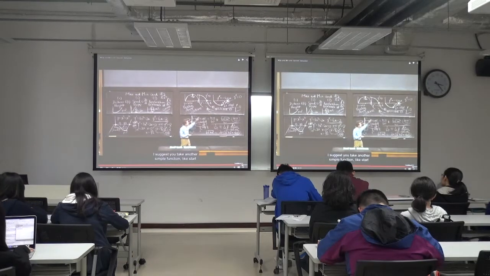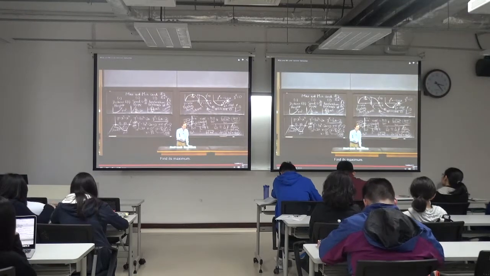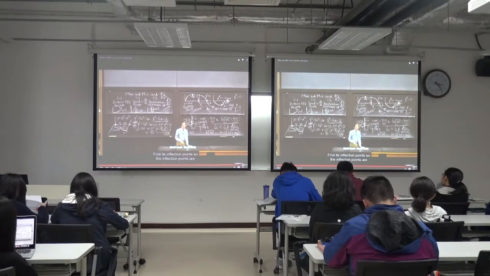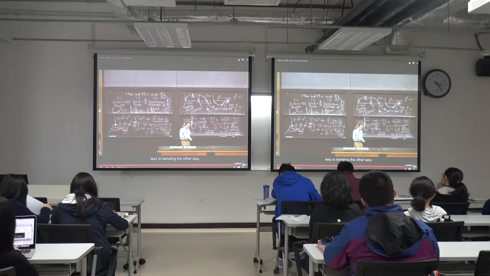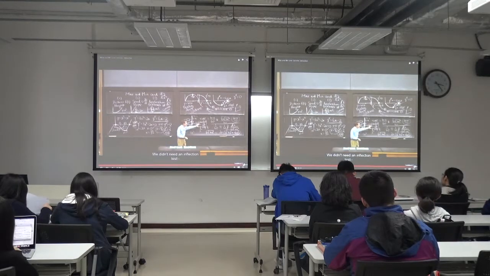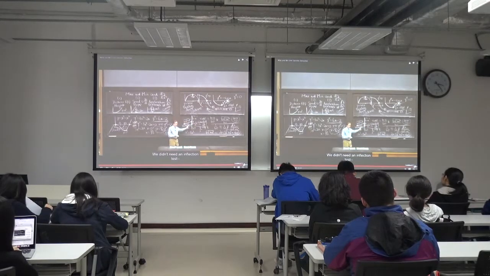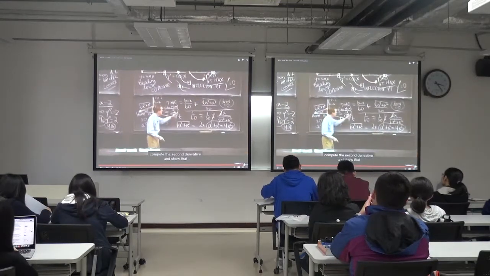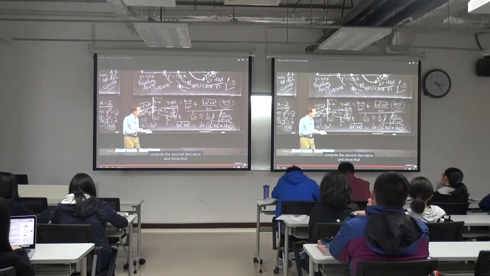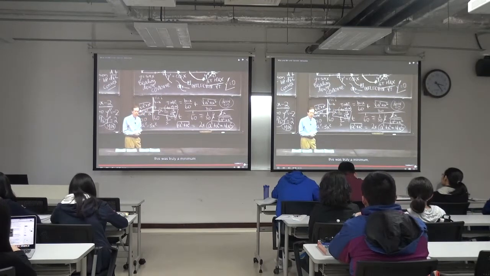I suggest you take another simple function, like start with cosine. Find its maximum, find its minimum, find its inflection points. So the inflection points are where the bending is zero because it's changing from bending one way to bending the other way. We didn't need an inflection to test, so actually I didn't complete the lecture, because I didn't compute the second derivative and show that this was truly a minimum.